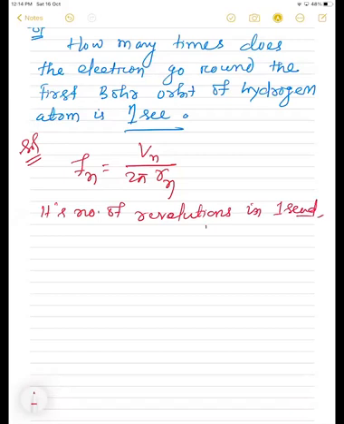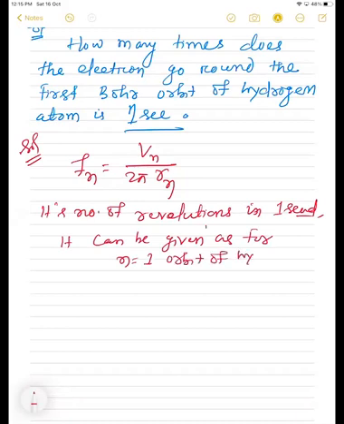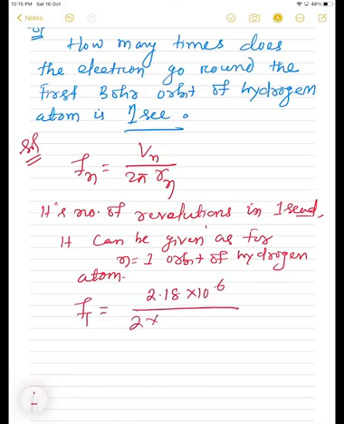Right? And which orbit is it? Hydrogen atom, first orbit, yes or no? It can be given for n is equal to 1 orbit of the hydrogen atom. So F1 is equal to how much? Value of pi, you know, students. Yes or no? Then the speed, the velocity in the first orbit. We can find the value of speed in the first orbit, and that value is 2.18 into 10 to the 6 by 2 into 3.14.